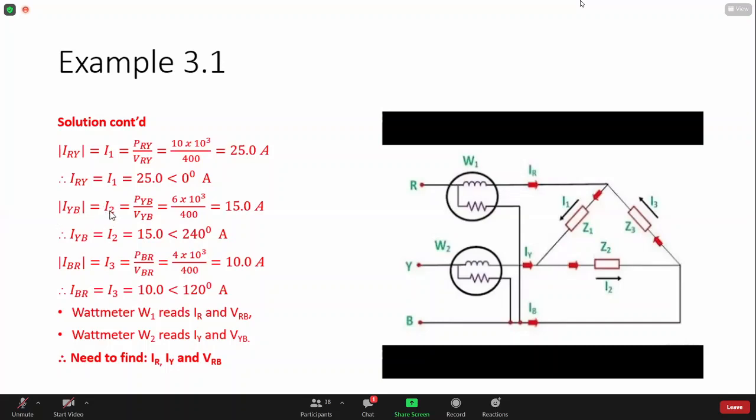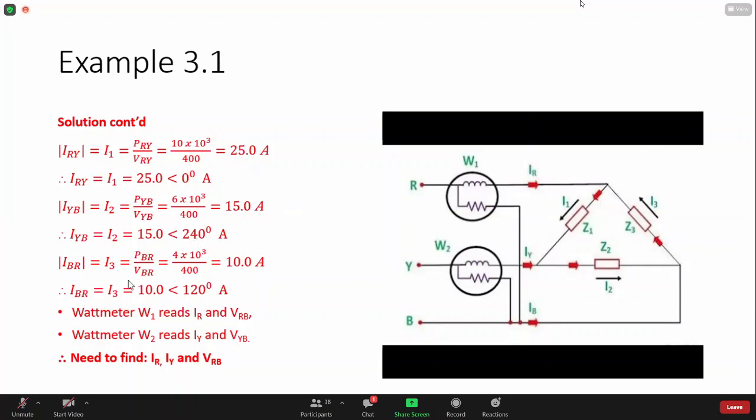We can work out I2, which will be the current flowing in the yellow-blue phase. So it's the P yellow-blue divided by V yellow-blue, and that gives us 15 amps. So I2 is 15 at angle 240 degrees. Clear?